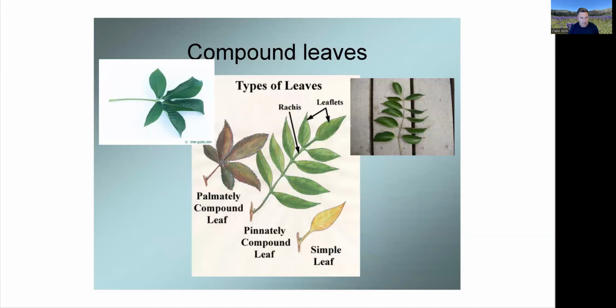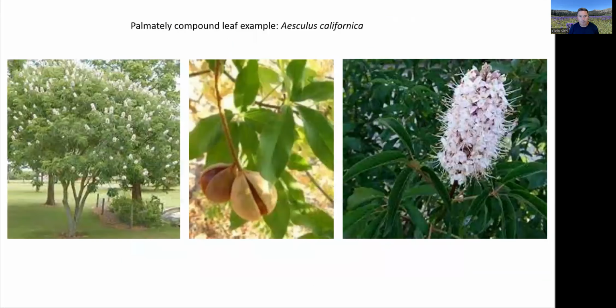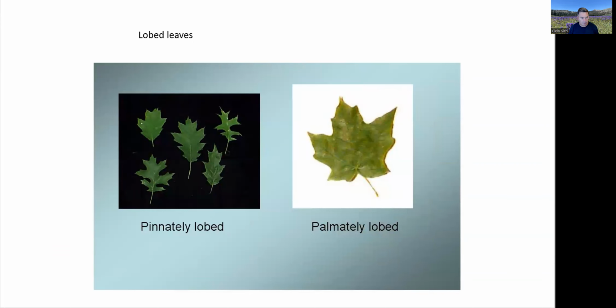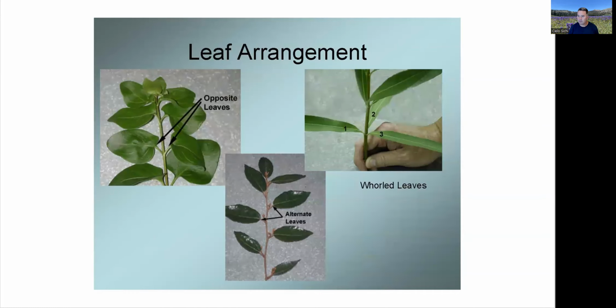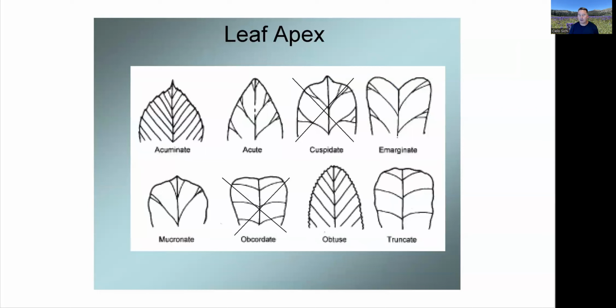simple leaves, compound leaves, even and odd compound leaves, palmately compound leaves, bipinnately compound leaves, lobes, specialized leaves, and leaf arrangement, as well as leaf shape, margins, base, apex. All of these things we use to identify plants.